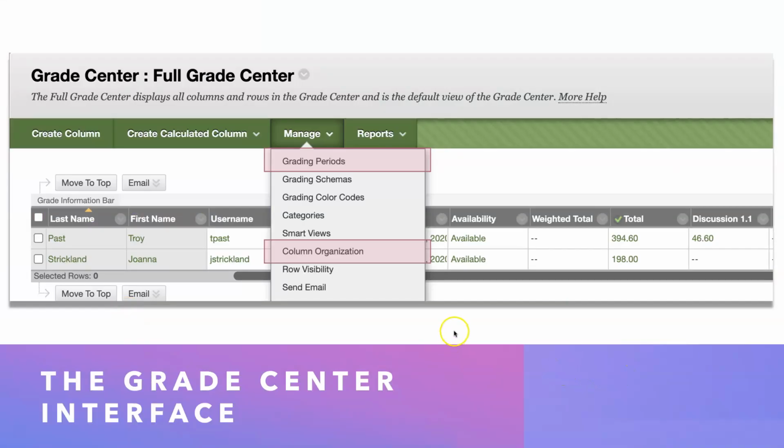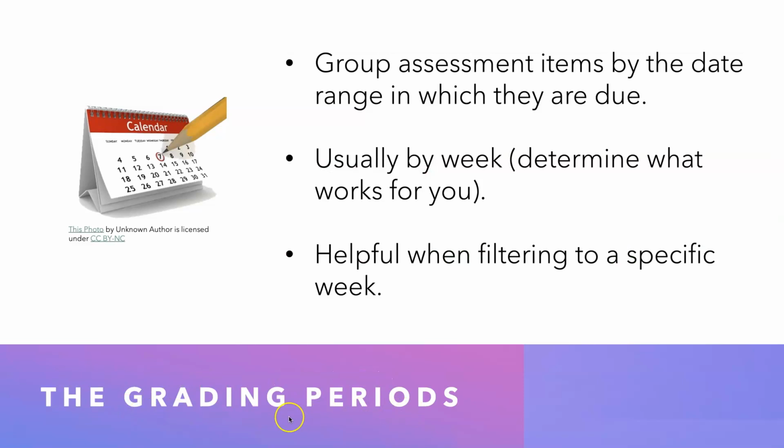In this session, we are going to take a closer look at the grading periods and the column organization, both of which are available in the menu for Manage. The grading periods are optional and may take some time to set up. However, they will help us group the assessment items by the date range in which they are due. Typically, we would use the grading period associated with each week of the term. However, you may find that a different grouping works better for you.